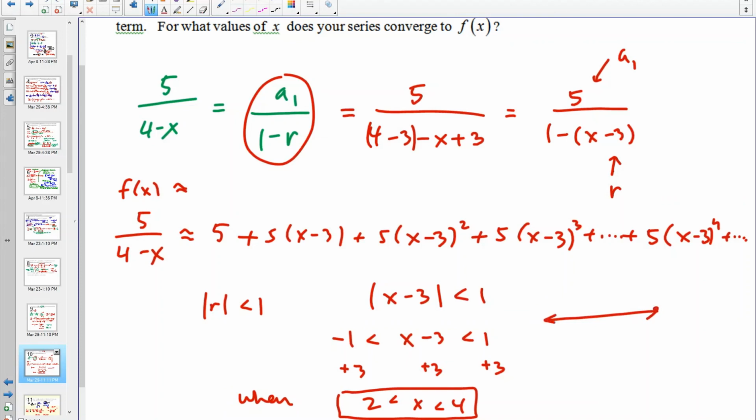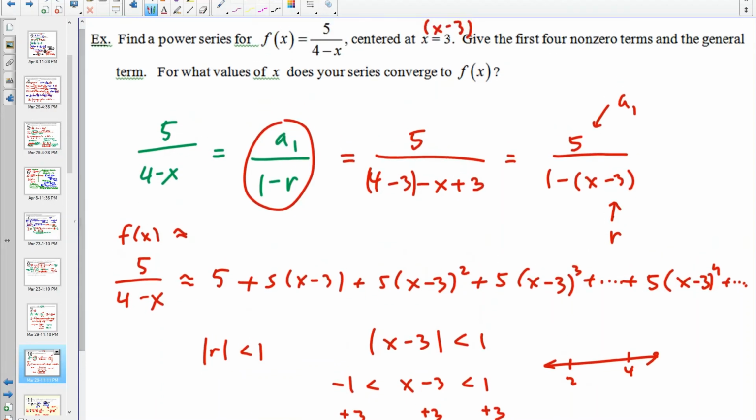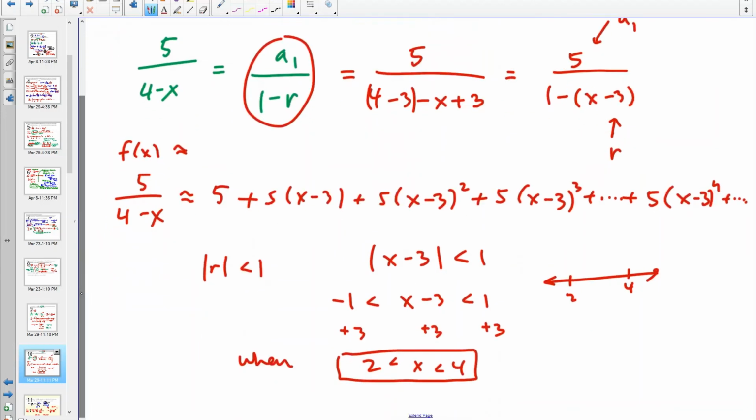They could ask you for what's the radius of convergence. Well, between 2 and 4, do I know my center on this problem? What's my center? Wasn't my center equal to 3? So my center is 3, and so the radius of convergence would be equal to 1.